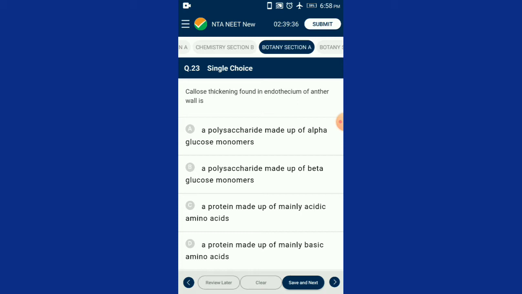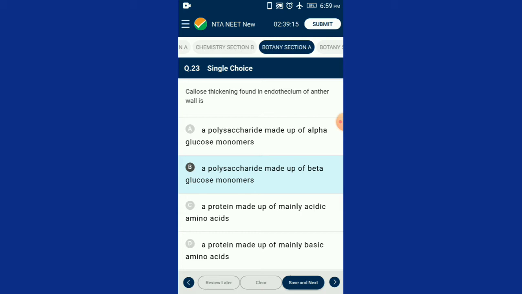Callose present in the endothecium helps in the dispersion of pollen grains. So the answer is option B, a polysaccharide made up of beta glucose monomers. So that is found in the endothecium of the anther wall.